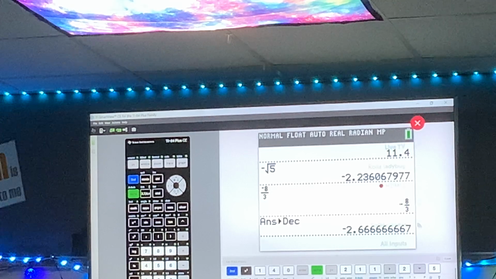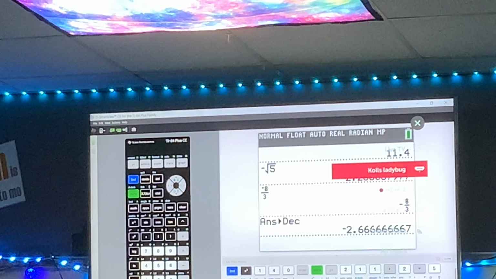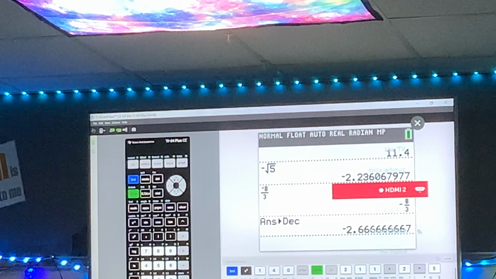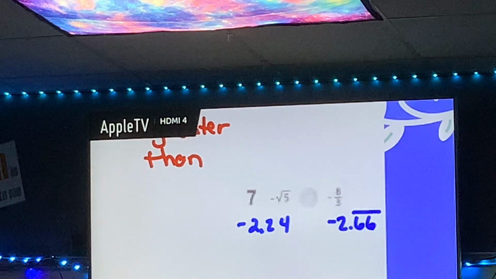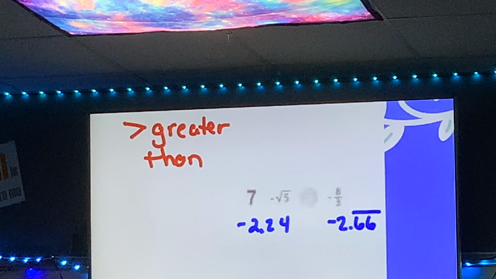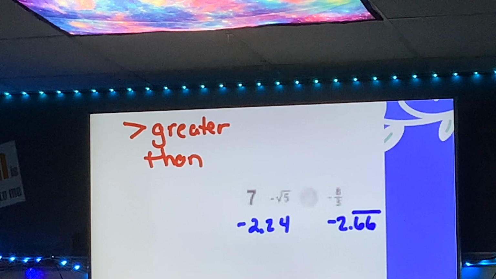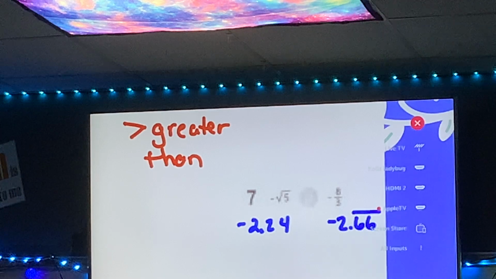Okay, let's talk about this. Now, some people get confused with negatives and go, I don't really remember. So, is negative 2.24 greater than or less than negative 2.6 repeating? Okay, I just heard both. So, I'm going to teach you how to let the calculator tell you. Okay, you're going to see why we use this one. So I heard both. I heard less and greater than. So let's go to our calculator and learn a trick. Okay.